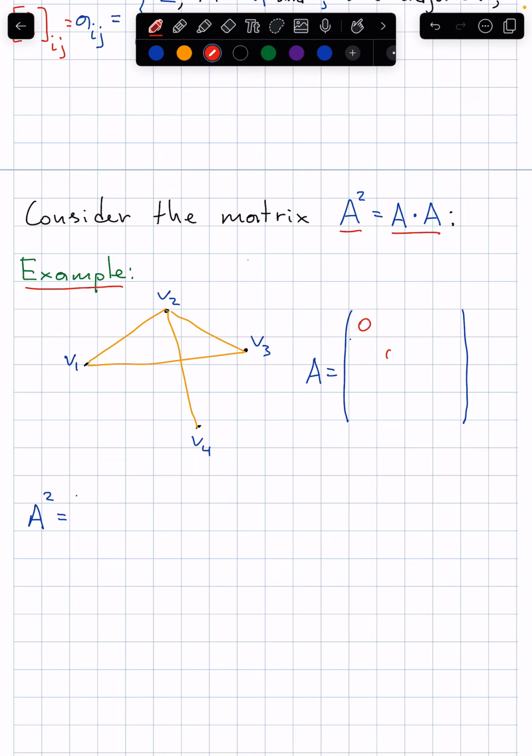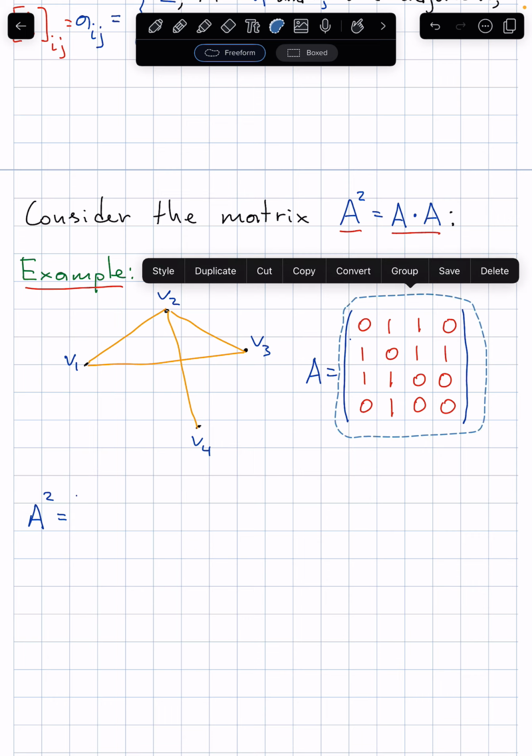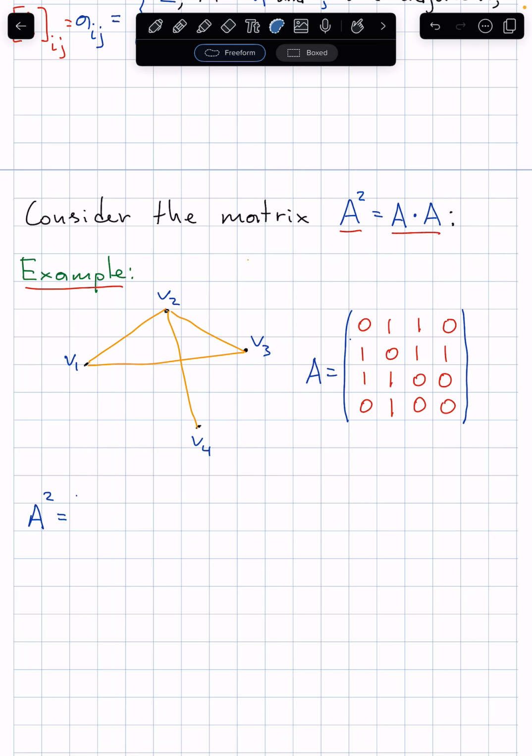We got zeros on the diagonal, as always. Now V1 is connected to V2 and V3, but not to V4. The same thing in the column. V2 and V3 are connected, but V2 is also connected to V4. And V4 and V3 are not connected. So this is our graph. Now let's compute the square of this matrix. This is our matrix. I'm sorry. Let's compute the square of our matrix now.